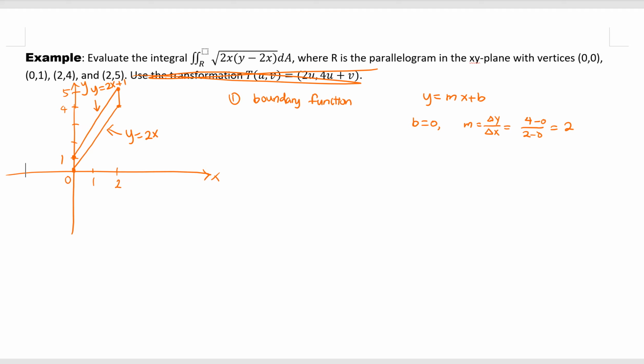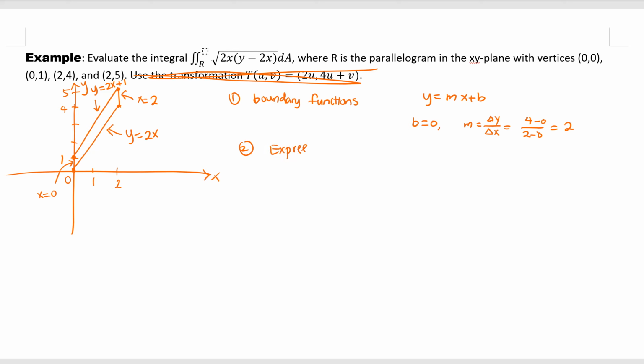So far so good. How about this guy? Well, this is a vertical line, right? And this is like x equals 0. And then this guy is x equals 2. Now we have figured out the 4 boundary functions. Okay, second step.